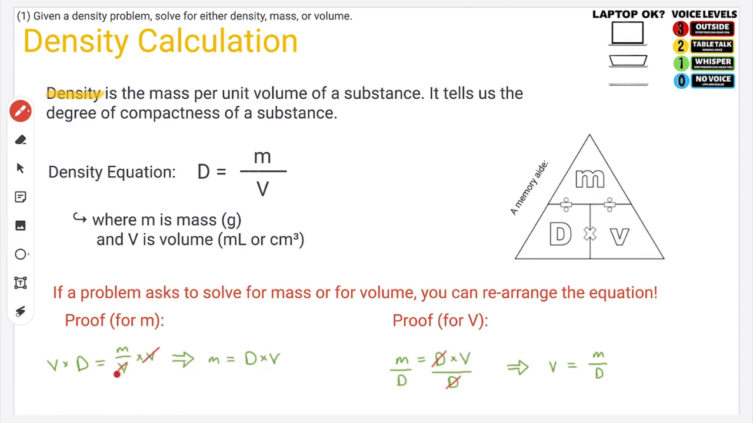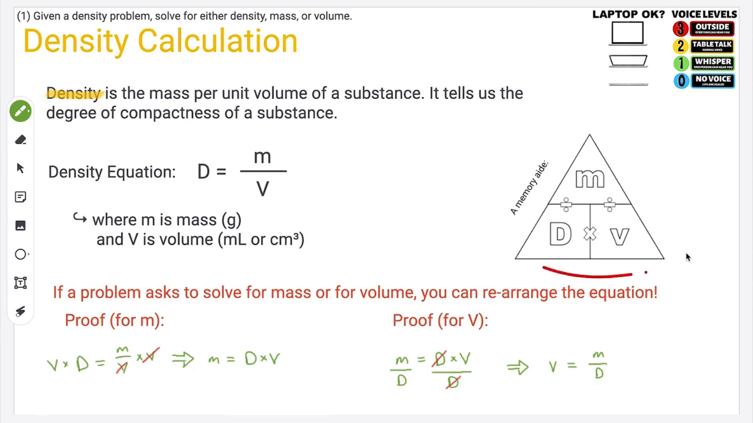Those were canceled out. Okay, so there's that equation. If you're given a problem asking to solve for volume, and you are given mass and density, you would plug it into this equation. You plug mass in, you plug density on the bottom, and you divide mass by density, and then you'd have volume. Okay, now I'm going to go back to this triangle right here.